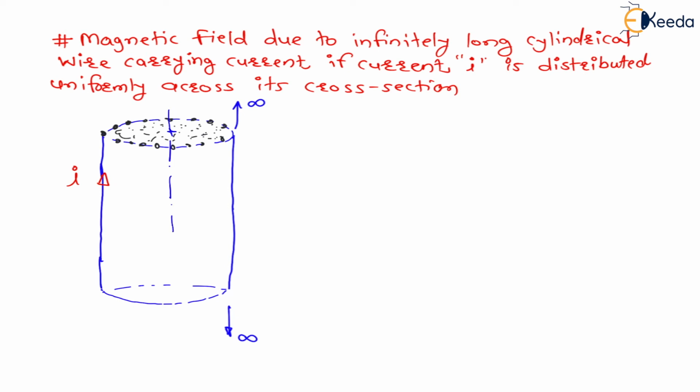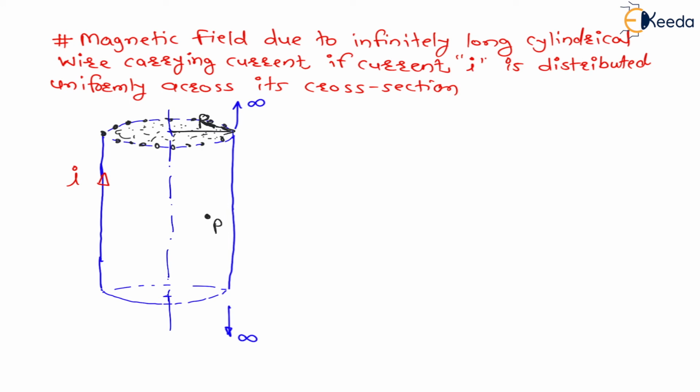Let us say this is the axis of the cylinder. From this axis, the radius of the cylinder will be capital R. Capital R is the radius of the cylinder, and we have to consider any point. Let us consider a point P inside. This is a point P inside, right?